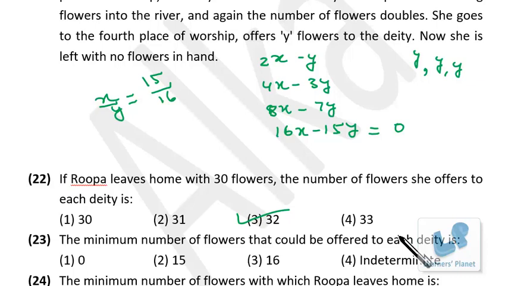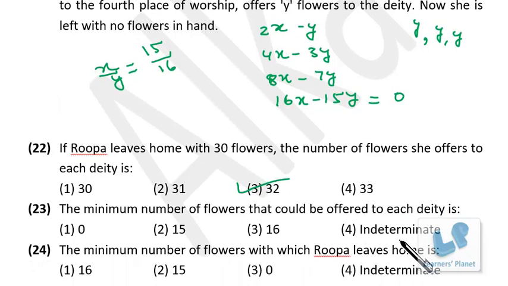The minimum number of flowers that could be offered to each deity is 16, because the ratio between x and y is 15 is to 16, and they are co-prime to each other, so we cannot have a further reduced ratio. So y has to be 16 minimum value, and x has to be 15. So here it is 16, and the minimum number with which Rupa leaves home is 15. So that's simple.